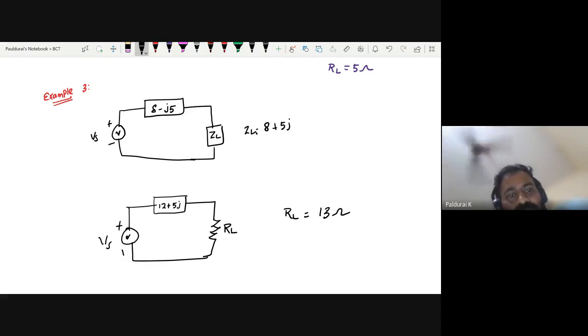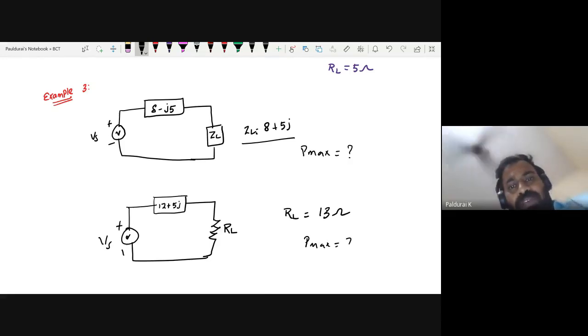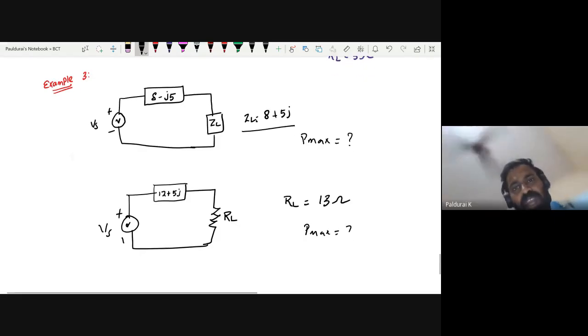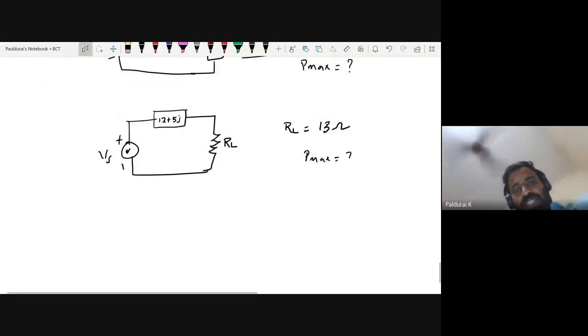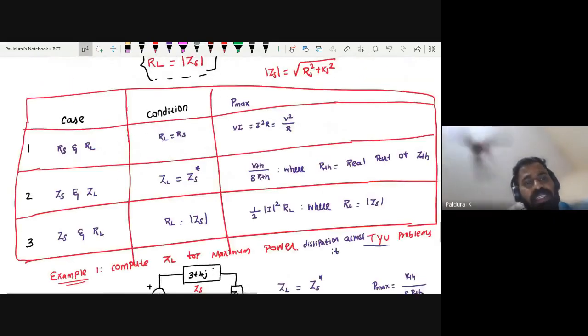Since we found only resistance and impedance, suppose if we connect 8 plus 5j, at that time what is our Pmax? What is the maximum power dissipation across it? And here also, with the help of the straightforward formula, so no need of derivation and all. Just for your reference only I derived. The final conclusion is very important. I repeat that, this we already discussed.